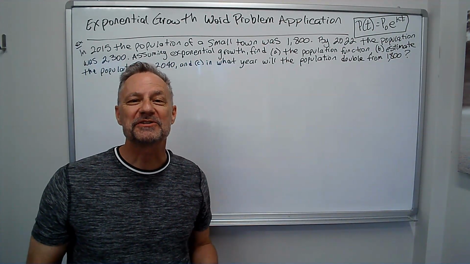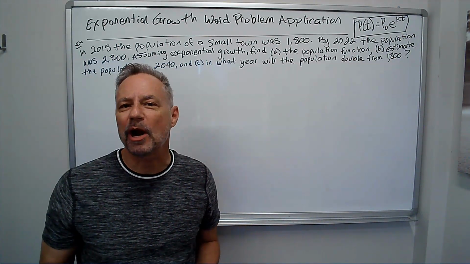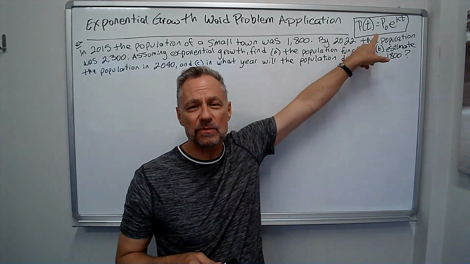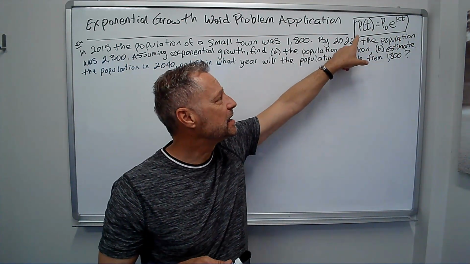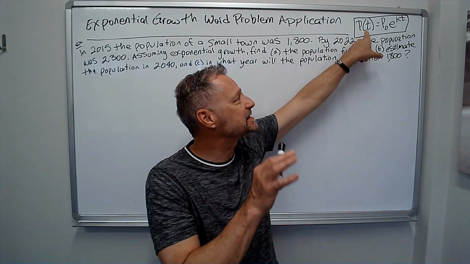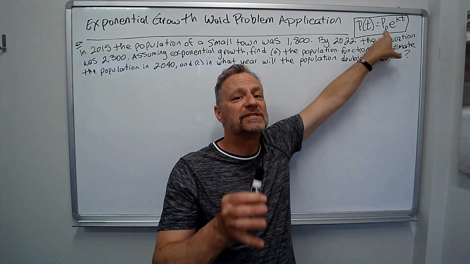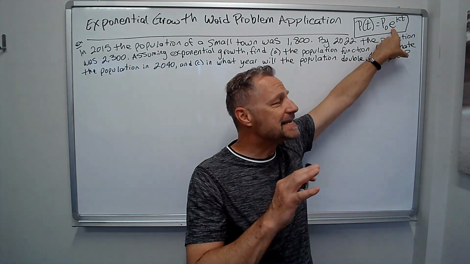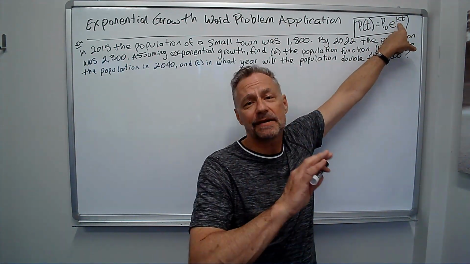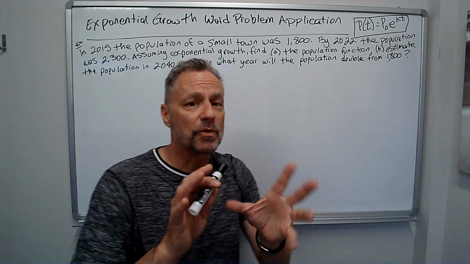Hi there, it's Professor Monte again, and let's look at an exponential growth word problem or application. We're going to be using the formula P of t equals P sub 0 e to the kt, where P of t, remember, that's just a single number. That's not P times t. It's the population at time t, which is equal to P sub 0, the initial population, times e, that 2.7 irrational number, raised to the kt. K is the growth rate, the constant of growth, and t is the time. All right, we're going to use that.